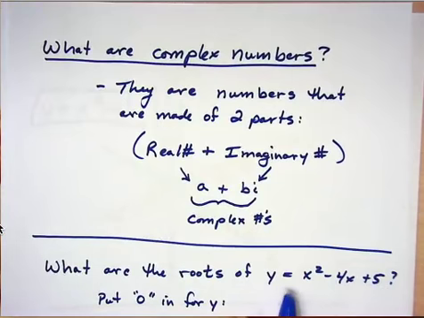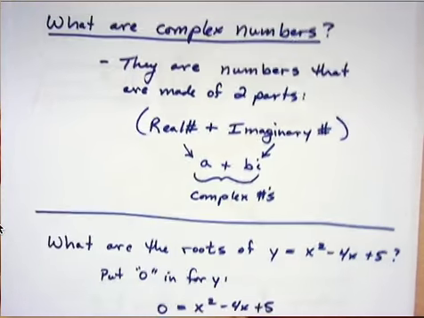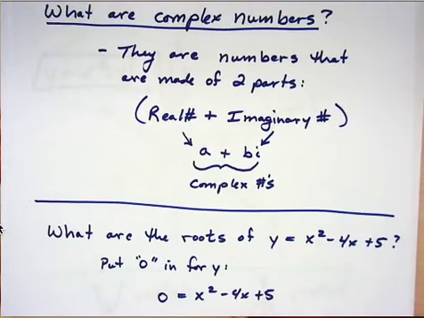Now, if we put 0 in for y and solve this, we're going to have 0 equals x squared minus 4x plus 5 equals 0. And then you're going to have to figure out some way to do it. Now, if you're going to try to factor it, you're trying to think of two numbers that multiply to give you positive 5 and add up to negative 4.